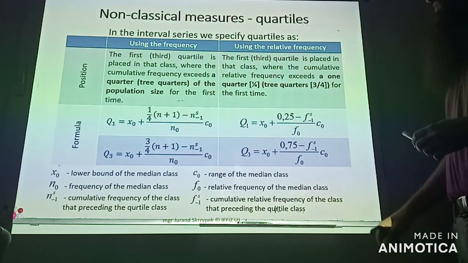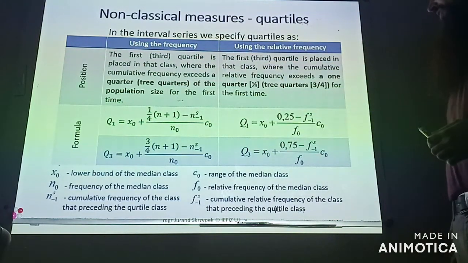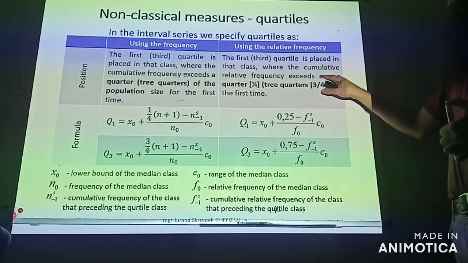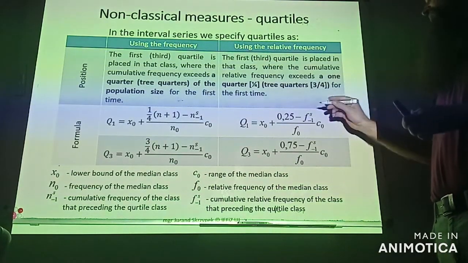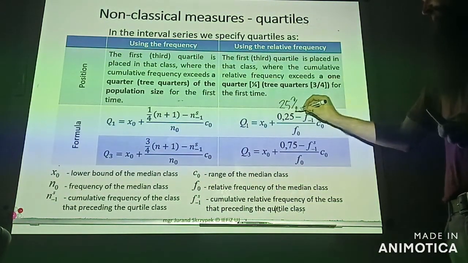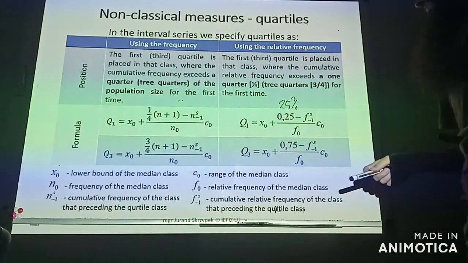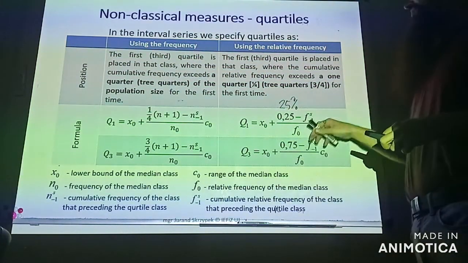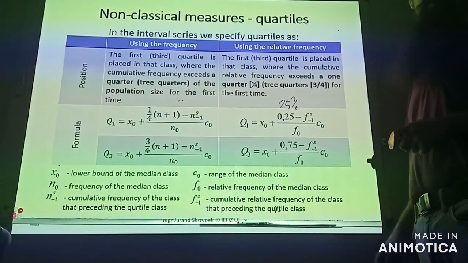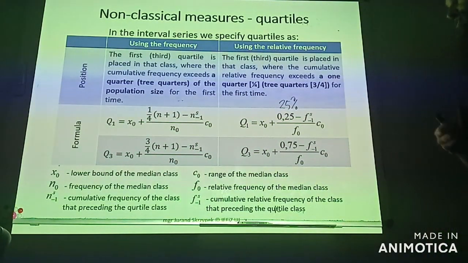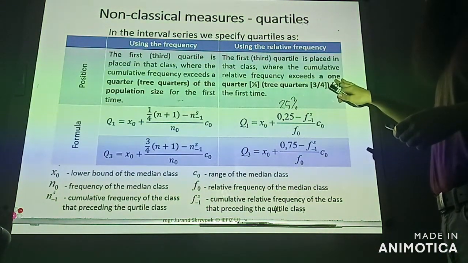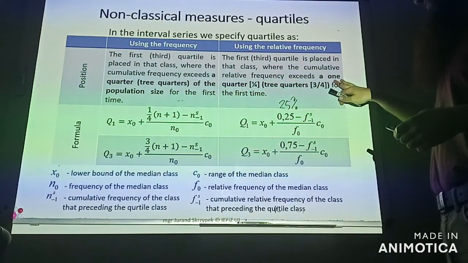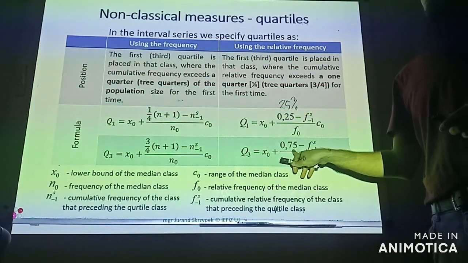If we use the relative frequencies, we are looking for the class where the cumulative relative frequency exceeds a quarter, 0.25, simply 25%, if we talk about the first quartile for the first time. And if we want to find the third quartile, we are looking for the class in which the cumulative relative frequency exceeds 3/4, 75%.